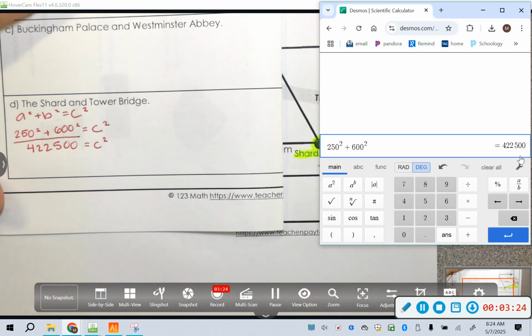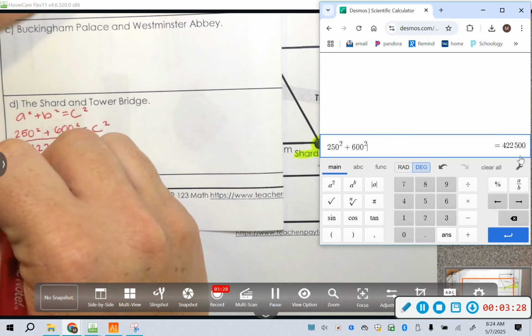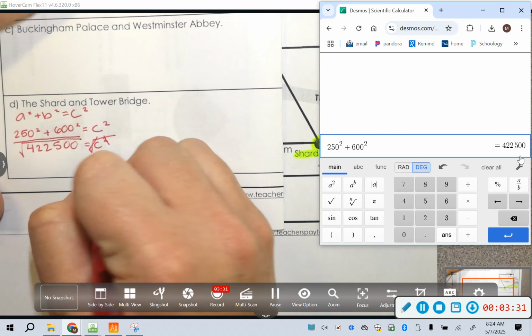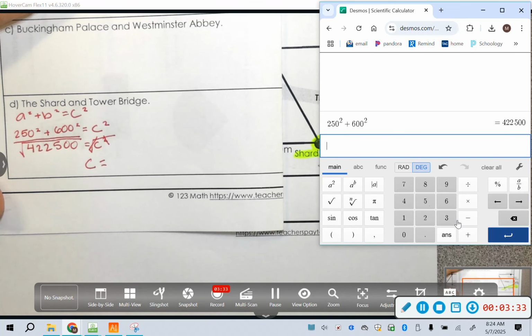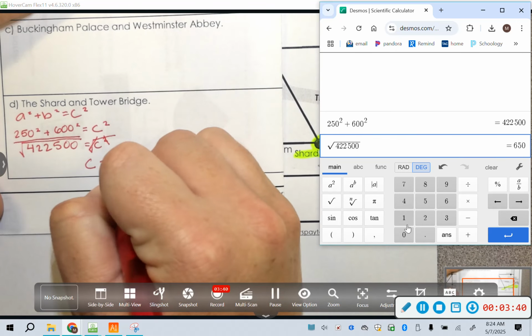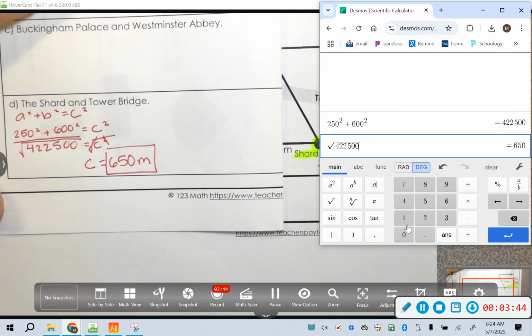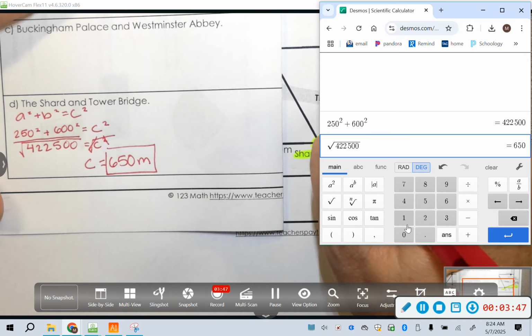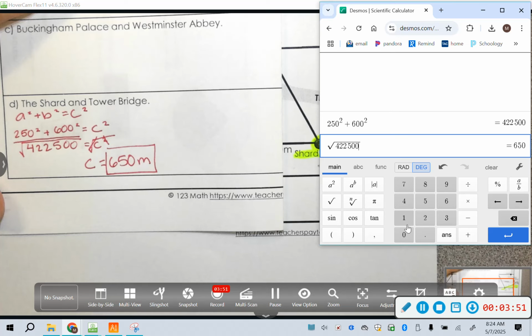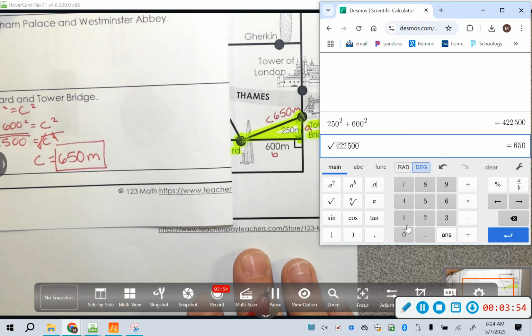Am I done? No, what do I need to do? Square root both sides. So I have to take the square root because that's what cancels my squared. And I get C equals, I don't know, because we're going to type it in. So the square root of 422,500. And I get 650 meters. So there's my answer. My word of advice is to label it on your graph because some of them come in handy later. Any questions with that one? Pretty simple.